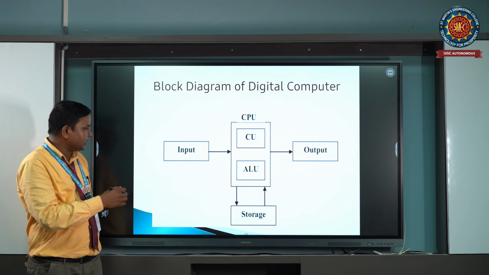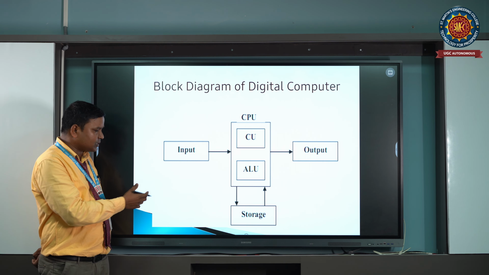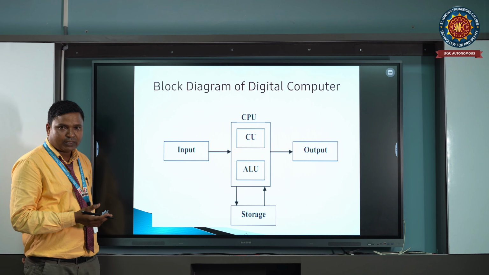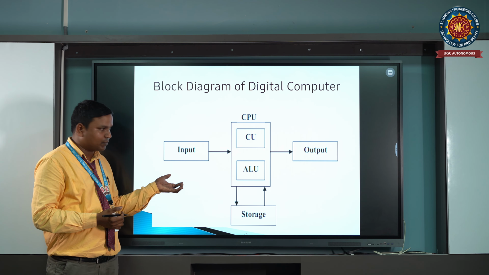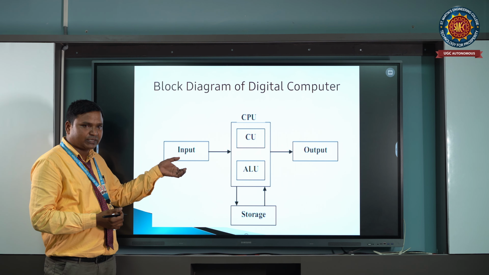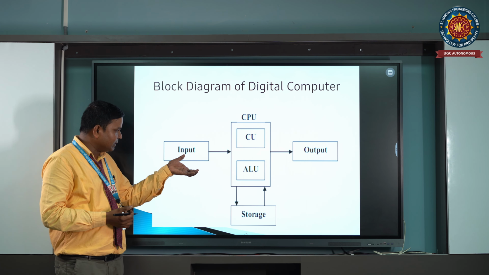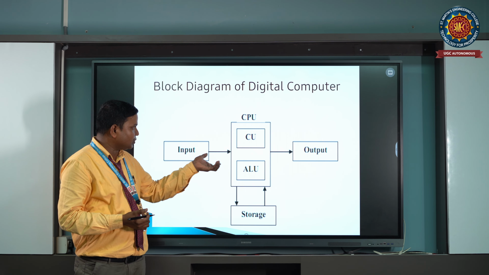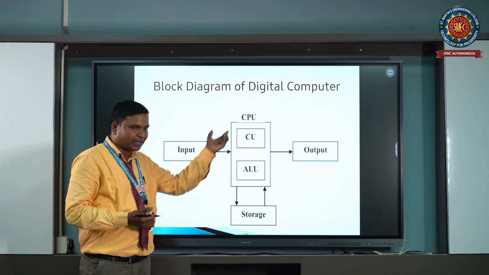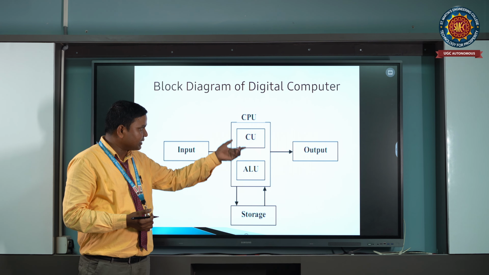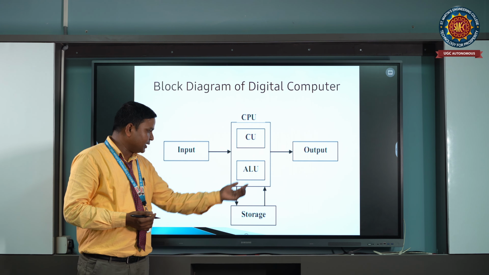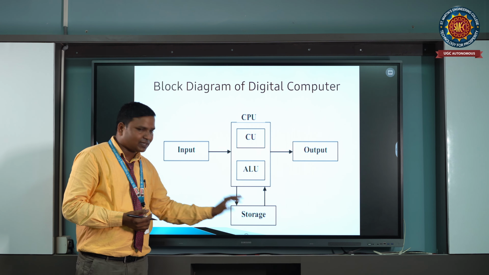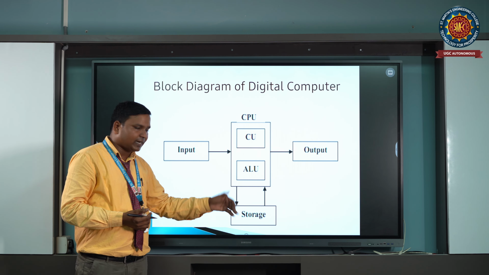So what are examples of input devices? How can we give input to the system? By using the keyboard, mouse, or joystick. These are the input examples. The data will be given to the system through the input devices and received by the CPU. In the CPU all the operations will be performed. The CPU consists of the control unit, ALU and storage device. The storage device is either internal or external storage.